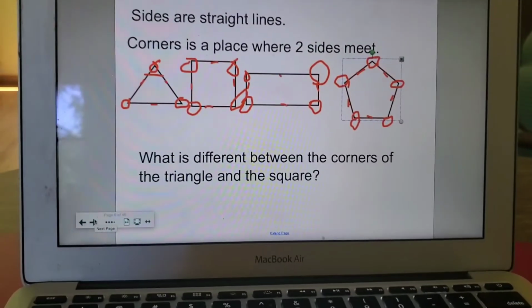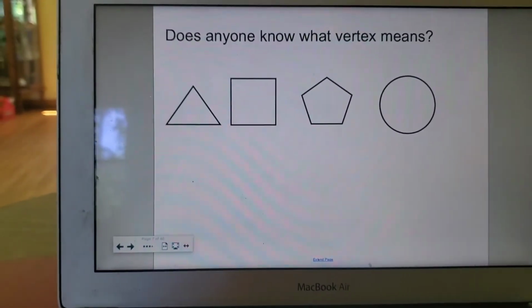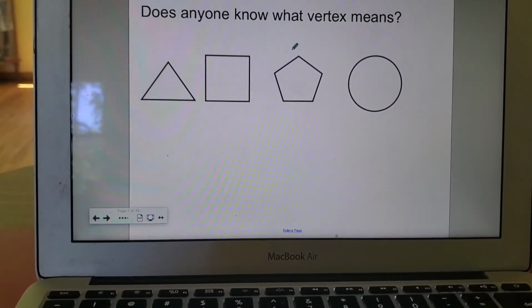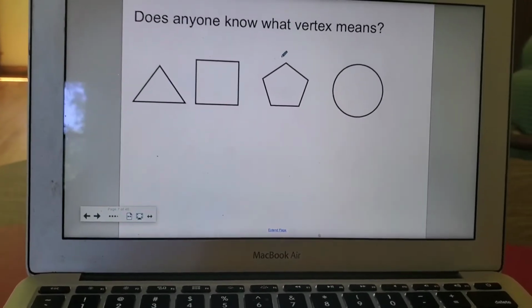Okay, so now let's move on. So I have a question. It says, does anyone know what vertex means? So vertex is another word for corner. So when I ask for vertices, because the plural version of vertex is vertices, you'll be knowing that it means corners.